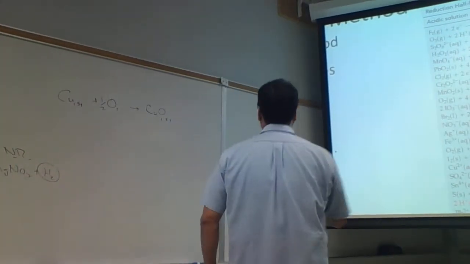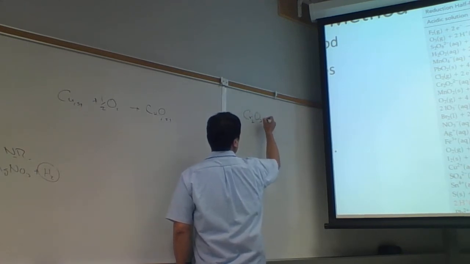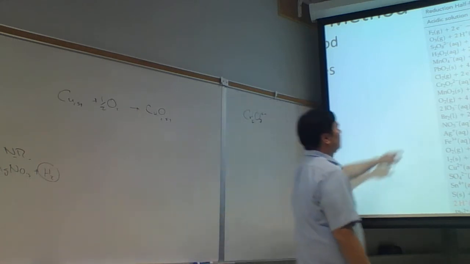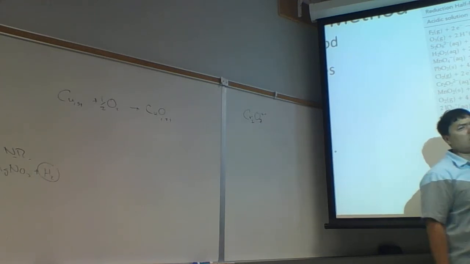But something like dichromate, why would that want electrons? In fact, dichromate wants to take 6 electrons. Why the heck does it want 6 electrons? What about dichromate makes it want electrons? This is back in chapter 3.